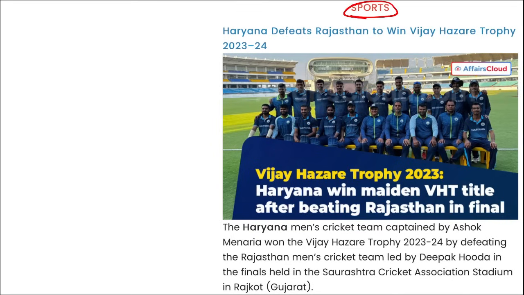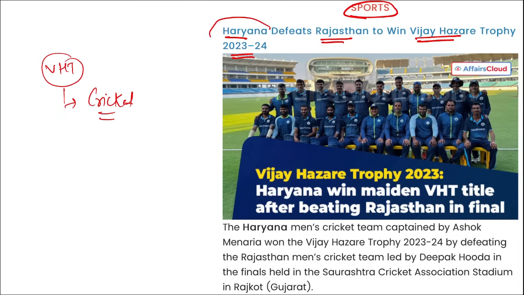Next we are talking about sports. Haryana has defeated Rajasthan to win the Vijay Hazare Trophy 23-24. This trophy is related to which sport? It is related to cricket, right? And recently, Haryana's men's cricket team defeated Rajasthan's men's cricket team to win the Vijay Hazare Trophy for 23-24.